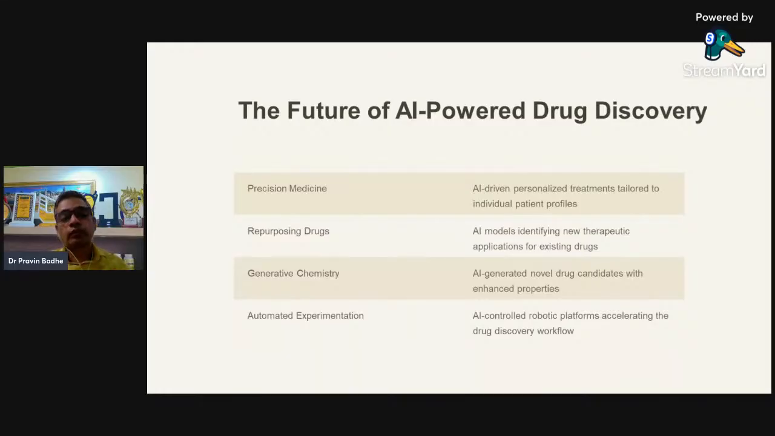So this is about the future of AI-powered drug discovery, and how important incorporating AI in drug discovery is at the moment. That's about the role of AI in drug discovery and the future of AI-powered drug discovery.